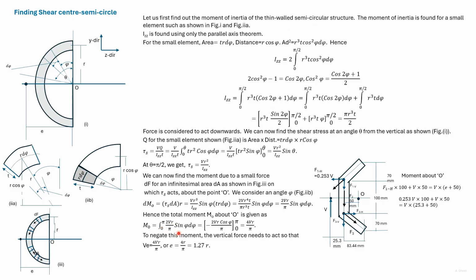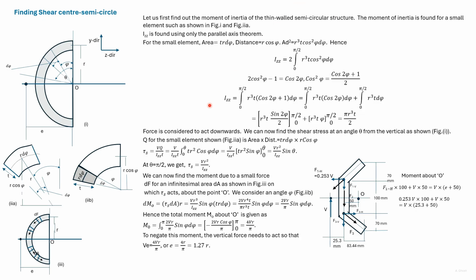Integrating sin phi, we get minus cos phi. If we substitute the limit pi here, then we get plus 2VR by pi. And considering this limit, we get minus into minus 2VR by pi. So on the whole, we get 4VR divided by pi.